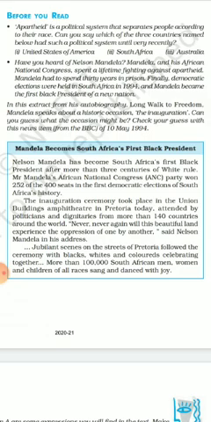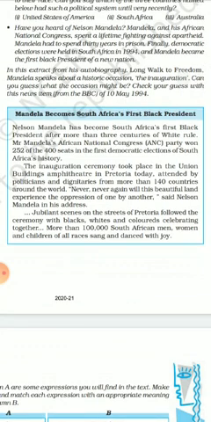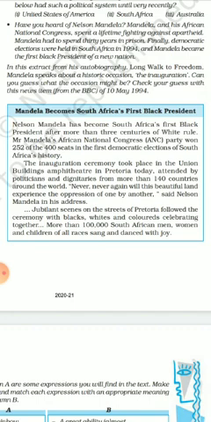400 seats. The inauguration ceremony took place in the Union Building's amphitheatre in Pretoria today, attended by politicians and dignitaries from more than 140 countries around the world. The inauguration, basically we are aware of the oath ceremony, when finally officially this is handed over. So when the inauguration ceremony took place, it was in the Union Building amphitheatre in Pretoria. This was the place, and there people, representatives of 140 countries were invited.